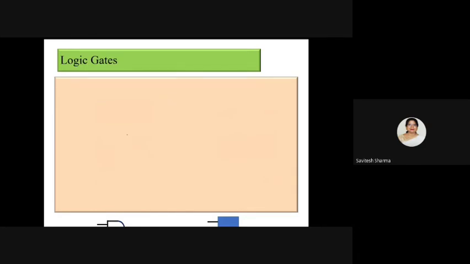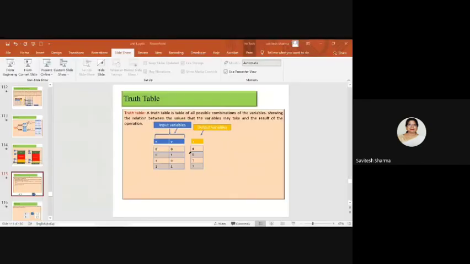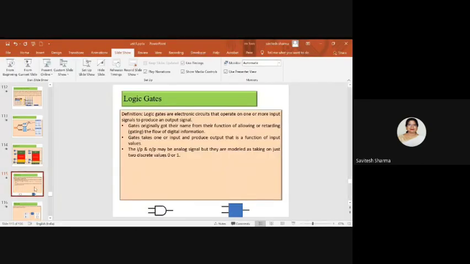I hope everyone is understanding the terminology. Comfortable? Everyone comfortable? So that was the basic terminology I told you. Next is the basic logic gates. Any doubt? Is there any doubt?